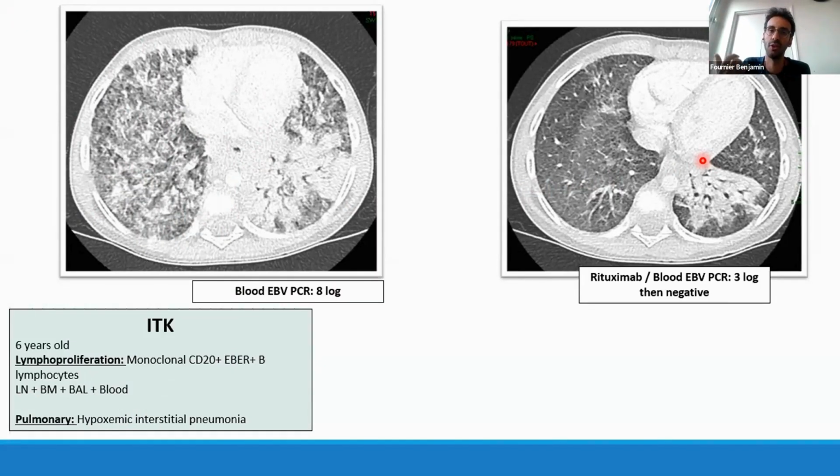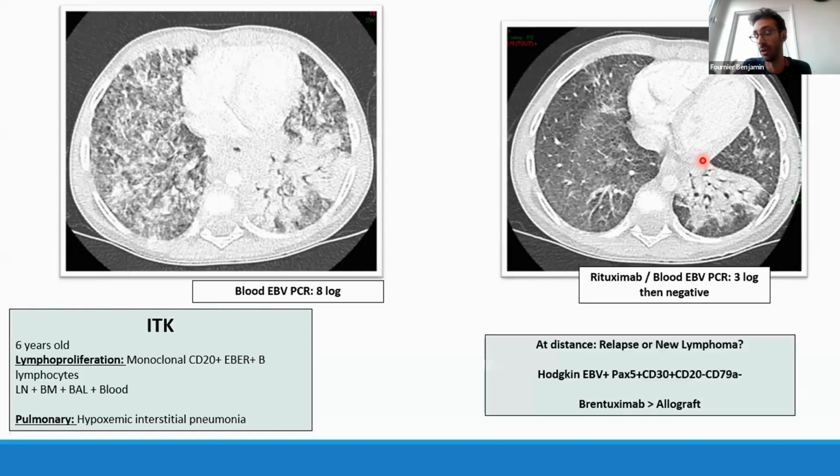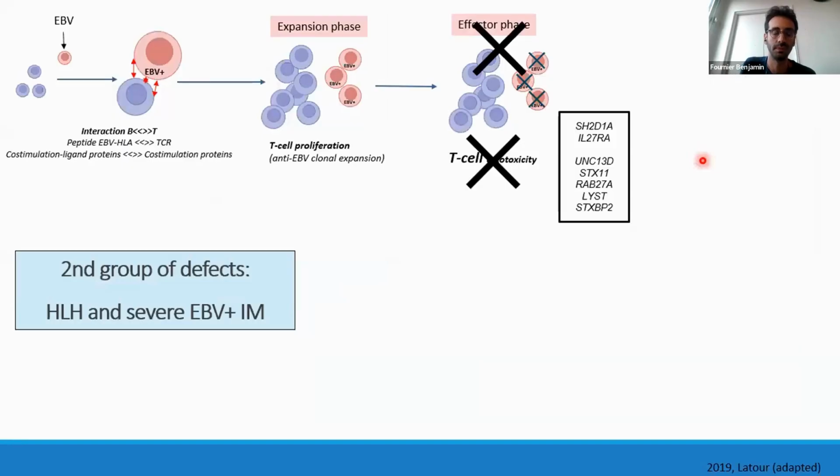But here the problem is that you did not correct the genetic defect, and the T cell defect is still there. And if you do nothing, there will probably be a new lymphoma, as in this patient, who developed a new Hodgkin lymphoma. She was treated, and then you have to correct the genetic defect and go to allo-HSCT.